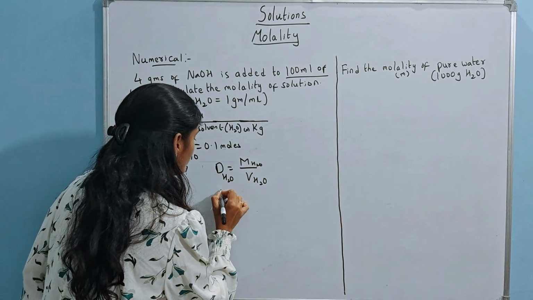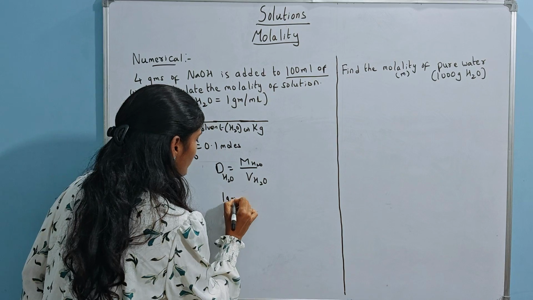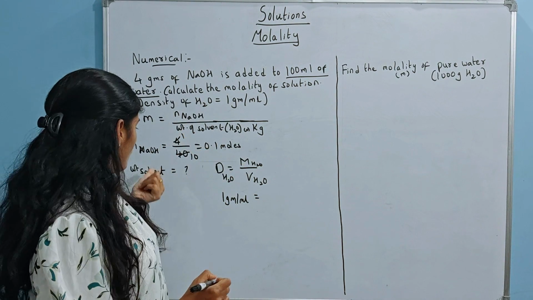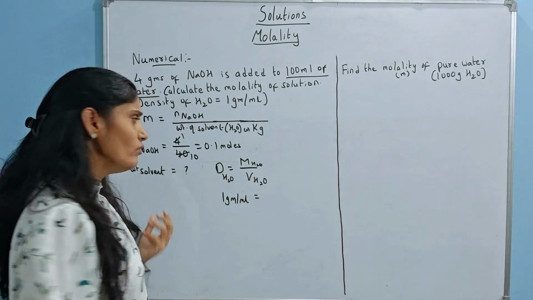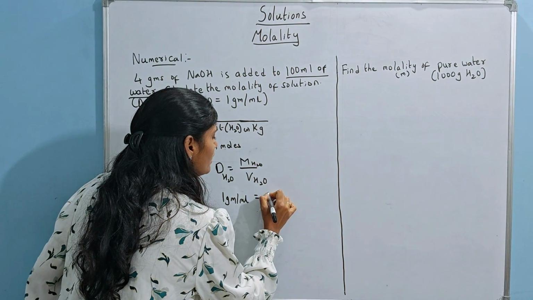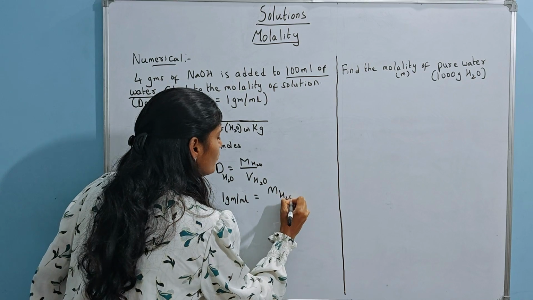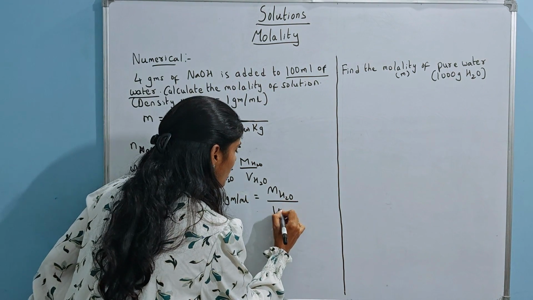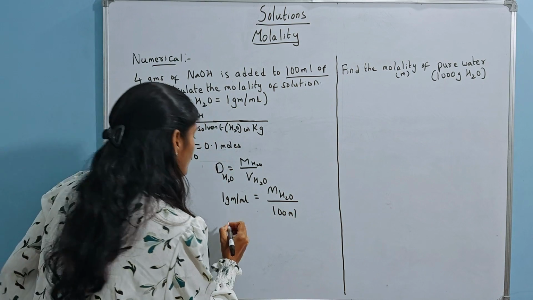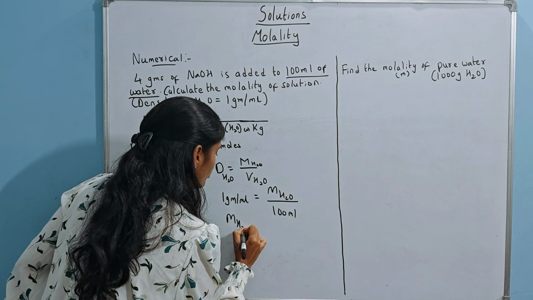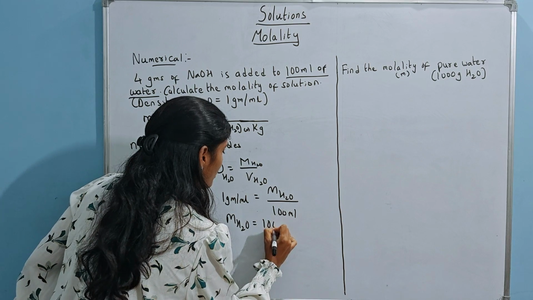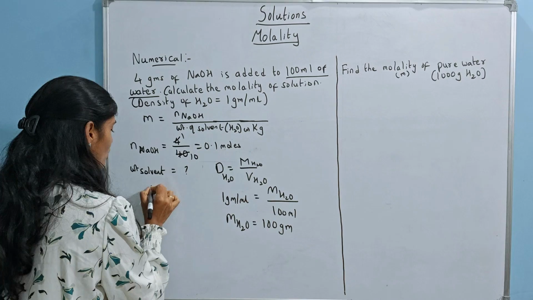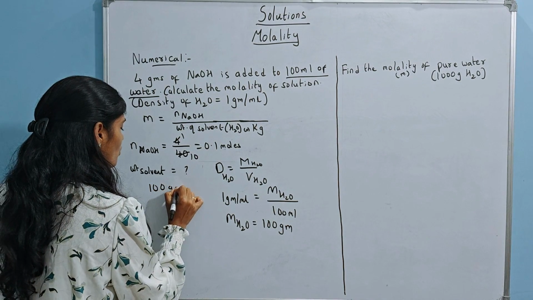Density of water is how much given? 1 gram per ml, which is equal to mass of water. We need mass of water only. Where solvent is water, we need weight of solvent. So I need mass of solvent, which is water, divided by volume of water, which is how much? 100 ml. Okay, now if you calculate it, what will be the mass or weight of water here? 100 grams. So weight of the solvent is equal to 100 grams.